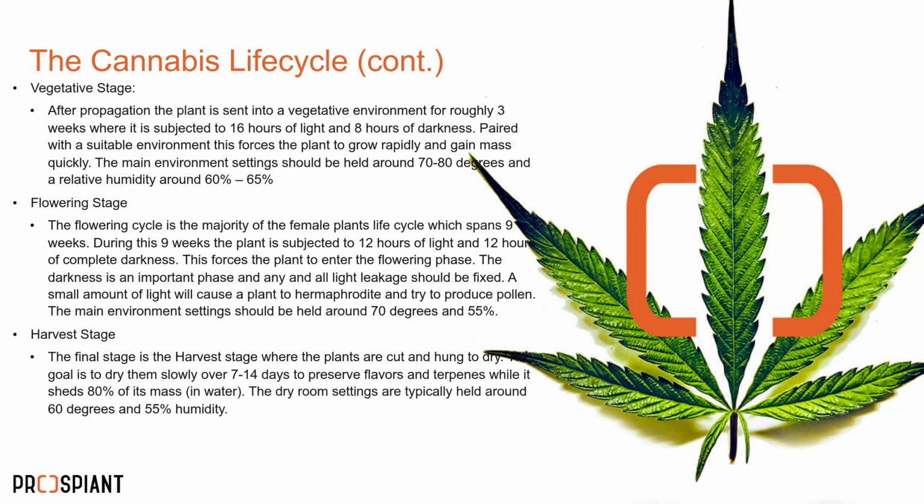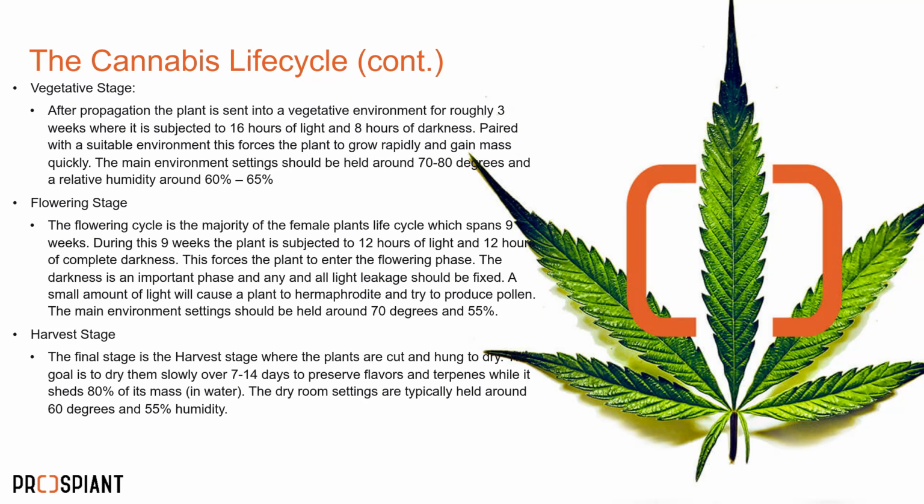The last and final stage is the harvest stage. This is where the plant is cut and hung to dry. Now, the goal is to dry them slowly over 7 to 14 days. This helps preserve the flavors and terpenes while it sheds about 80% of its mass in water. So it's basically drying out the leaves, and you're trying to do that slowly so that it preserves the flavor and the terpenes in the product. It's kind of been proven that the slower that process happens, the more you maintain the terpene levels and the flavors that are produced by that particular strain.